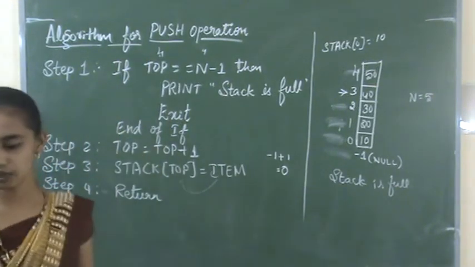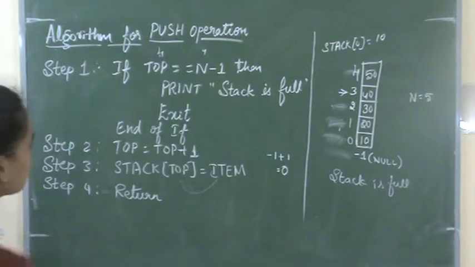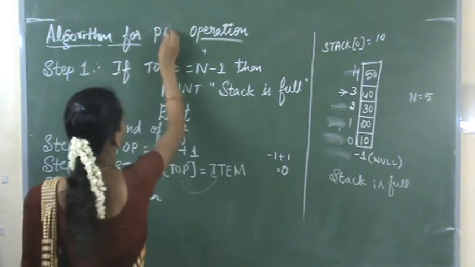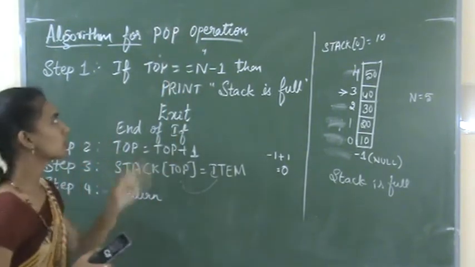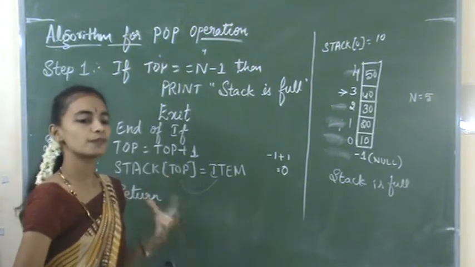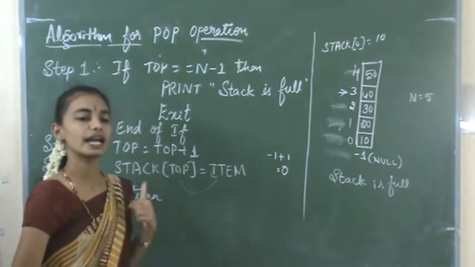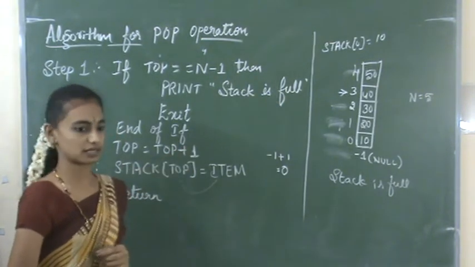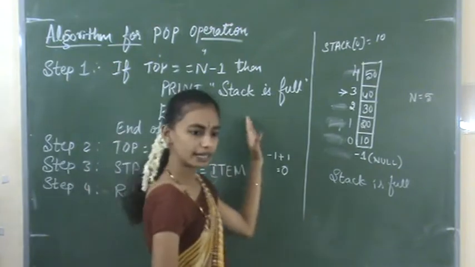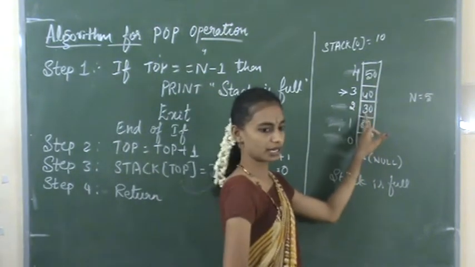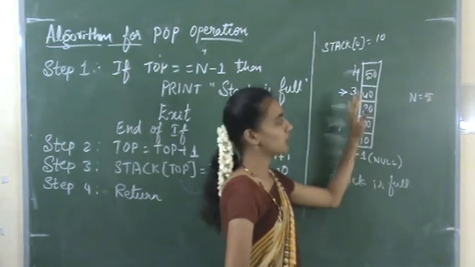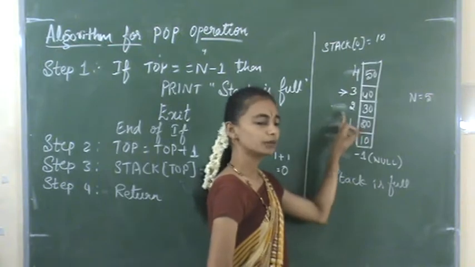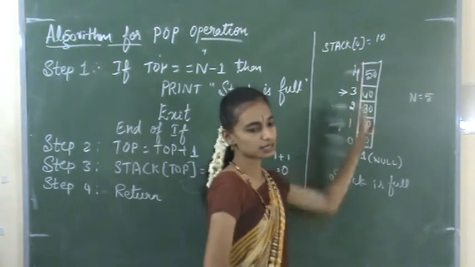Now we will see the pop function. The next operation is the pop function. Pop means we are removing the existing element which is at the top of the stack, right? If we want to add an element, we add it at the same end, that is the top of the stack. If we want to remove elements, we have to remove them at the top of the stack only.